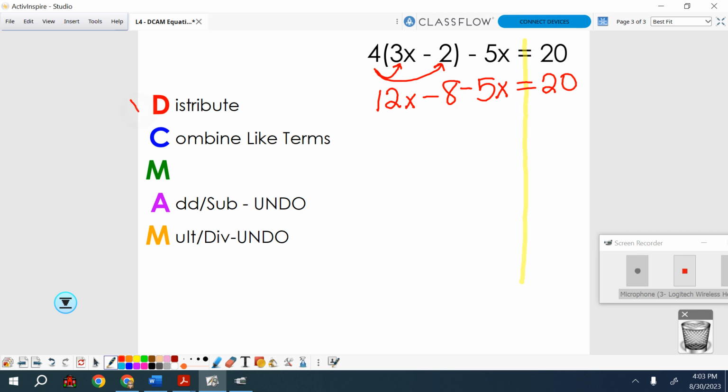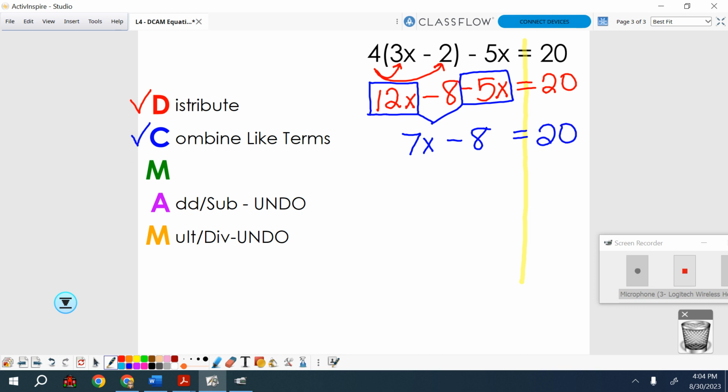So next, I'm going to combine like terms. I did my distribute. I'm going to combine like terms, and I see over on this side I've got a 12x and a negative 5x. So they're on the same side of the equal sign, so I'm going to combine those together. 12 minus 5 is going to give me 7, and I still have my x with it, minus 8. And again, that equals 20.